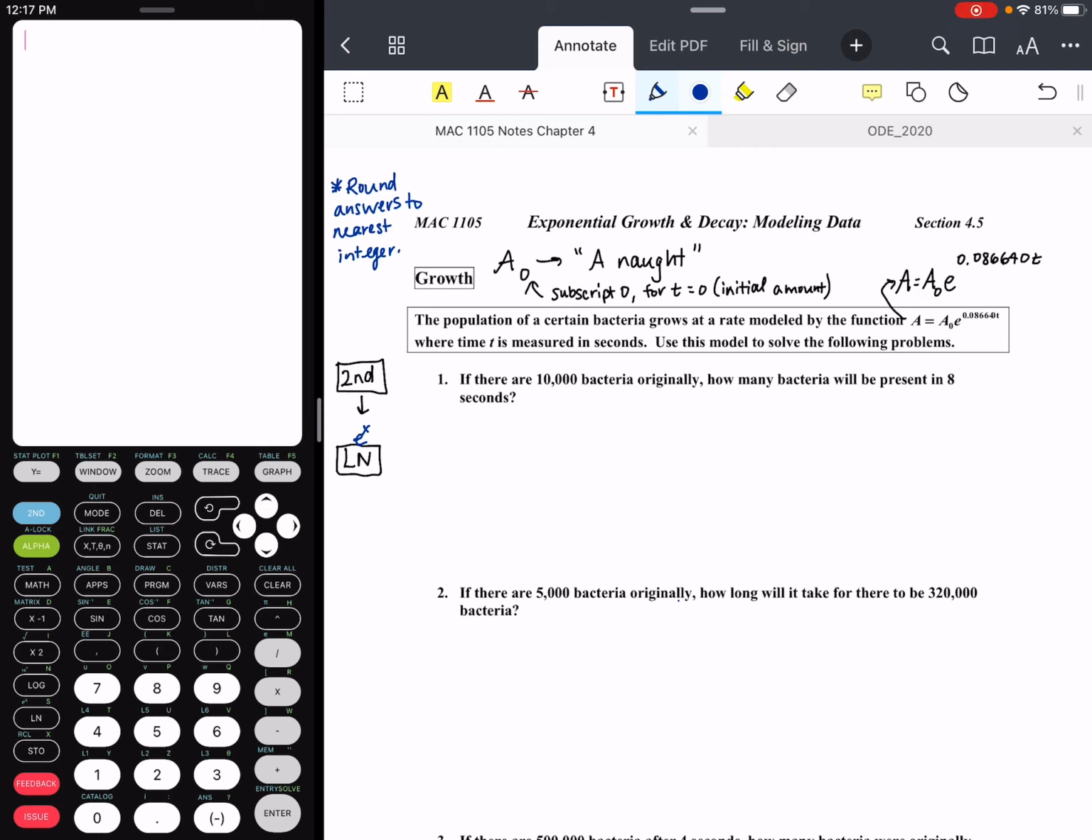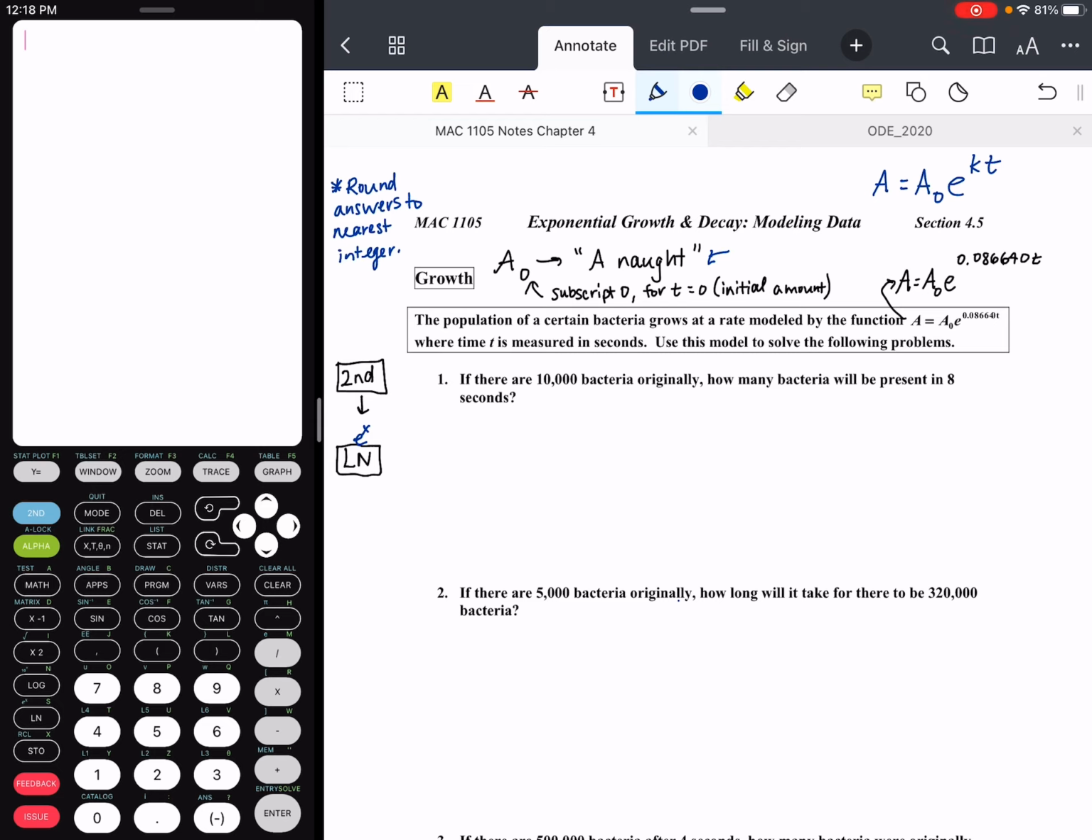We're going to be talking about equations, or models, in the form A equals A subscript 0 times e raised to the power kt. This is the basic exponential function. Down here in this example, we pronounce A with the subscript 0 as "A naught." So A equals A naught times e raised to the power 0.086640 times t. That's what we're looking at.